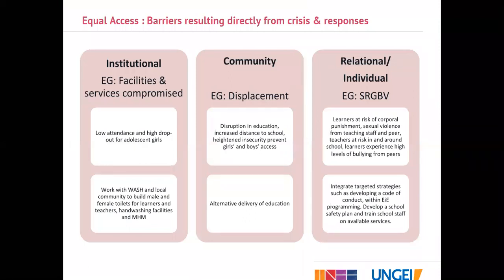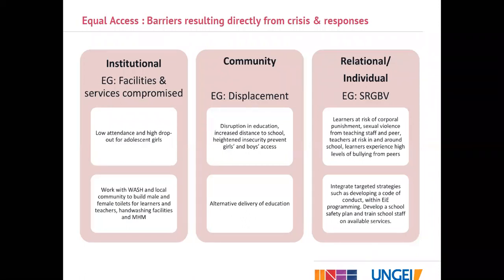So firstly, at the institutional level, this can, for example, include destruction of facilities and services, including sanitation facilities, which can, of course, affect girls' attendance. Then at the second community level, there are barriers related to displacement, which can affect girls' and boys' ability to attend schools safely. And then lastly, at the individual or relational level, there are multiple barriers present, and these can include various factors relating to school-related gender-based violence, for example.